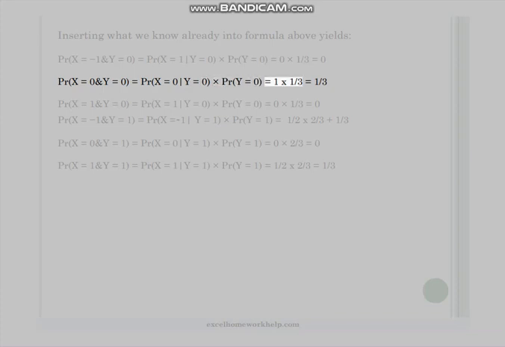which is 1 times 1/3 equals 1/3. Pr(X=1 and Y=0) equals Pr(X=1|Y=0) times Pr(Y=0), equals 0 times 1/3, which is 0. Pr(X=-1 and Y=1) equals Pr(X=-1|Y=1) times Pr(Y=1), which is 1/2 times 2/3 equals 1/3. Pr(X=0 and Y=1) equals Pr(X=0|Y=1) times Pr(Y=1), equals 0 times 2/3, which is 0. Pr(X=1 and Y=1) equals Pr(X=1|Y=1) times Pr(Y=1), which is 1/2 times 2/3.